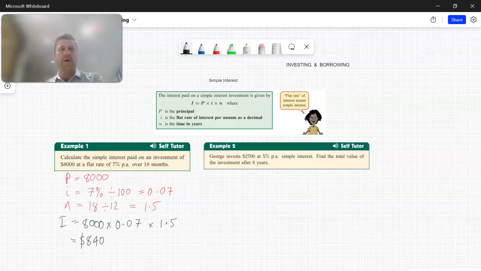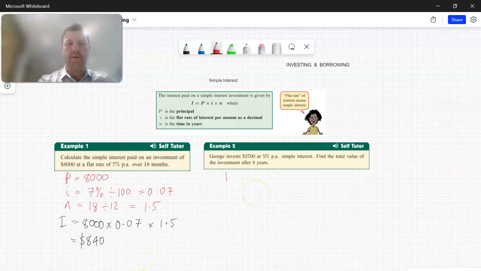Okay, second example is pretty much the same, except the question says find the total value of the investment after 8 years. So here in the first example, I've worked out how much interest you're earning. To work out the total value of the investment, I would simply add the original principal back on top of that $840.